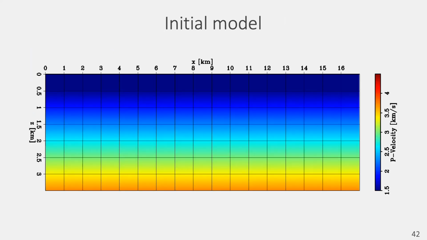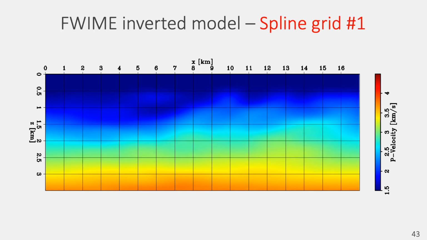Now we're going to show you the sequence of our FWIME inverted models. Each panel will correspond to the last inverted model on a given spline grid. As we mentioned earlier, we used 4 different spline grids, and the 4th grid coincides with the finite difference grid. Moreover, each spline grid refinement is triggered when the stepper is unable to find an appropriate step length for that particular grid. So this is the model inverted after approximately 25 iterations on the first spline grid, and only the low wave number features have been updated because the grid is quite coarse.